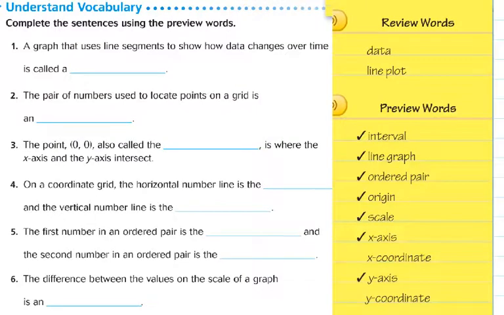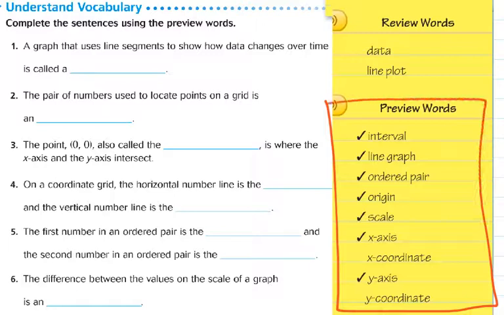So now we're going to go on to the next part, which is understanding vocabulary. Let's read the directions. Complete the sentences using the preview words. So I'm going to do a red box around the preview words to know that I'm going to focus my attention there for completing these sentences. 1. A graph that uses line segments to show how data changes over time is called a line graph.